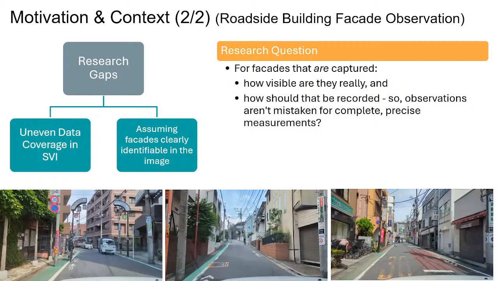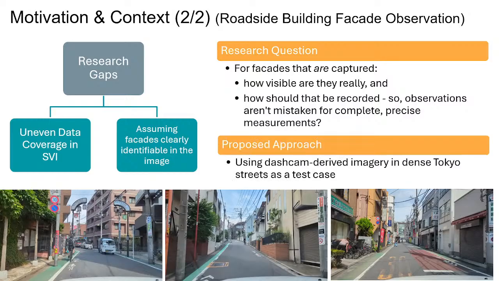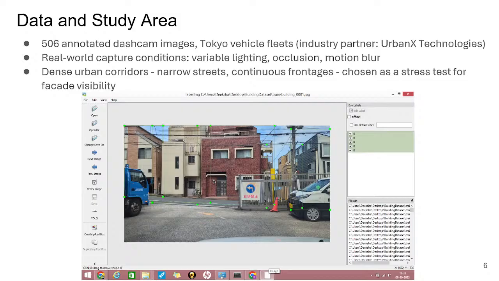Considering those cases, we address the following research question. For facades that are captured in the image, we need to check how visible they are and how they should be recorded, so that we do not mistake the observation for a precise or complete measurement. The approach for achieving these objectives is to use dashcam-derived imagery in dense Tokyo streets as a test case. In the later slides, I'll present how we performed the experiments using dashcam-derived imagery.